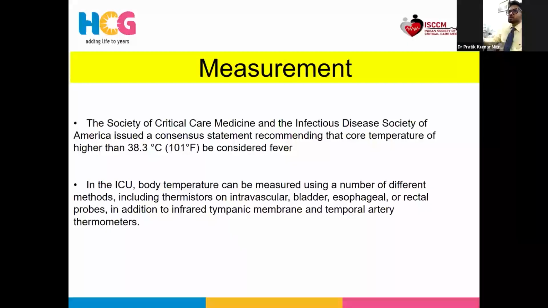The Society of Critical Care Medicine and the Infectious Disease Society of America issued a consensus statement recommending that a core temperature higher than 38.3 degrees centigrade or 101 degrees Fahrenheit be considered fever. In ICU, body temperature can be measured through a number of methods, including thermistor, intravascular, bladder, esophageal and rectal probes, in addition to infrared tympanic membrane and temporal artery thermometers.